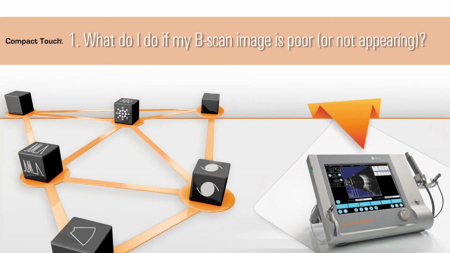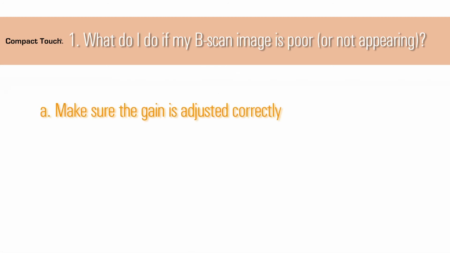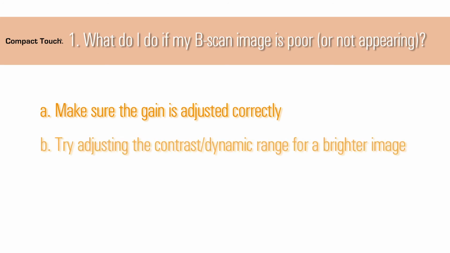1. What do I do if my B-scan image is poor or not appearing? Make sure the gain is adjusted correctly, depending on the area of exam. If the gain is properly set, try adjusting the contrast dynamic range for a brighter image. If neither of these works, call a Quantel technician.